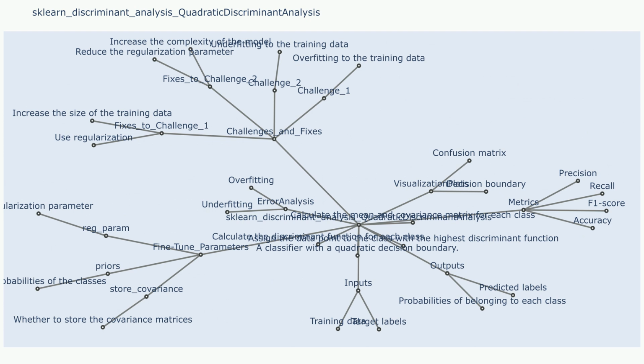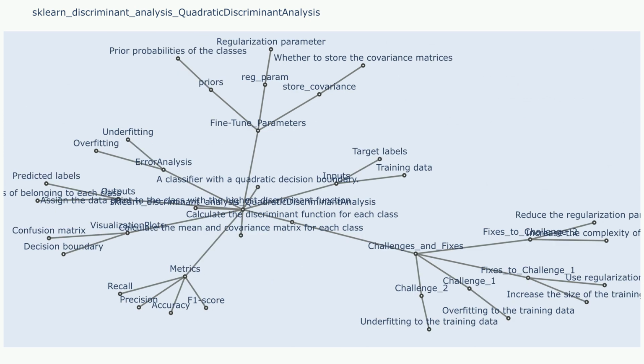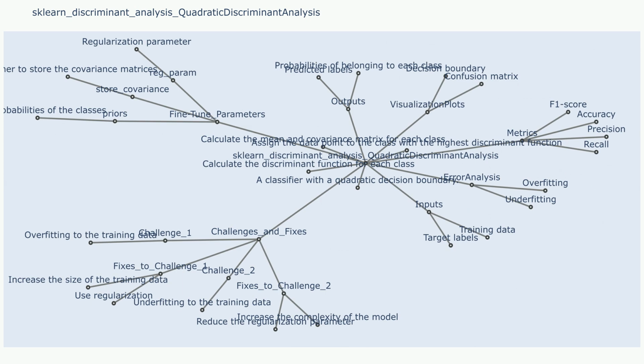Challenges and fixes. Challenge 1: the model may overfit the training data, resulting in poor performance on unseen data. Sample use case: a model trained on a small dataset of images may classify images from a different dataset with low accuracy. Fixes: Regularization: use a larger regularization parameter to prevent overfitting. Cross-validation: split the training data into multiple folds and train and evaluate the model on different combinations of folds.